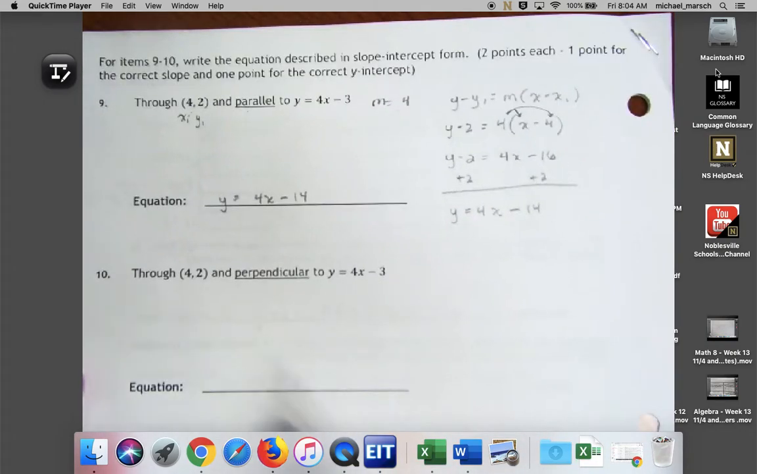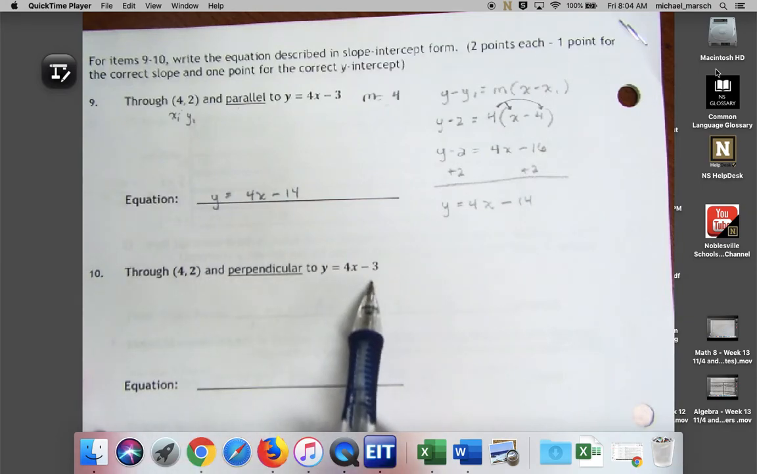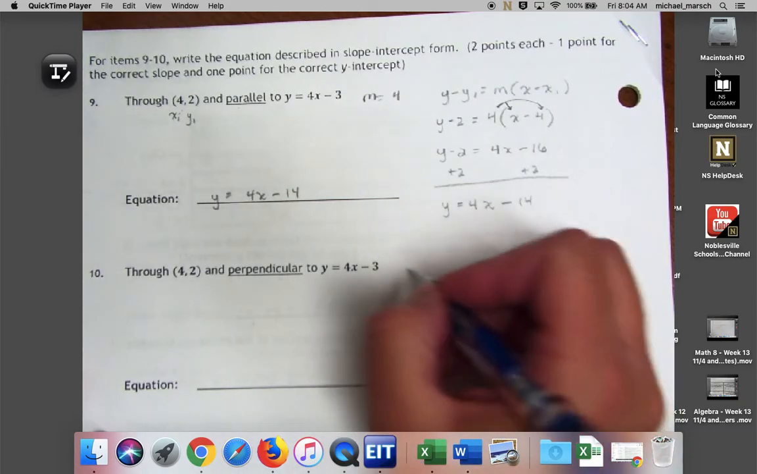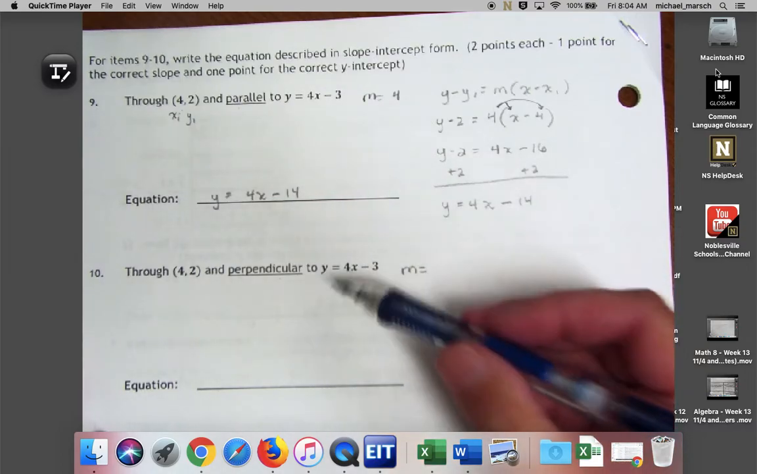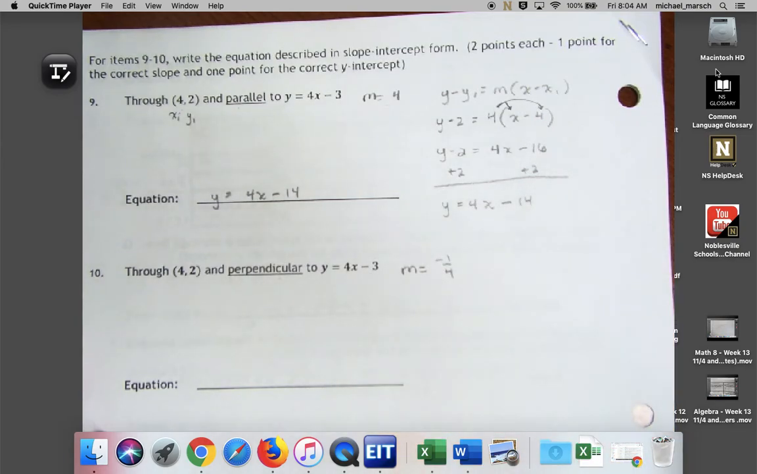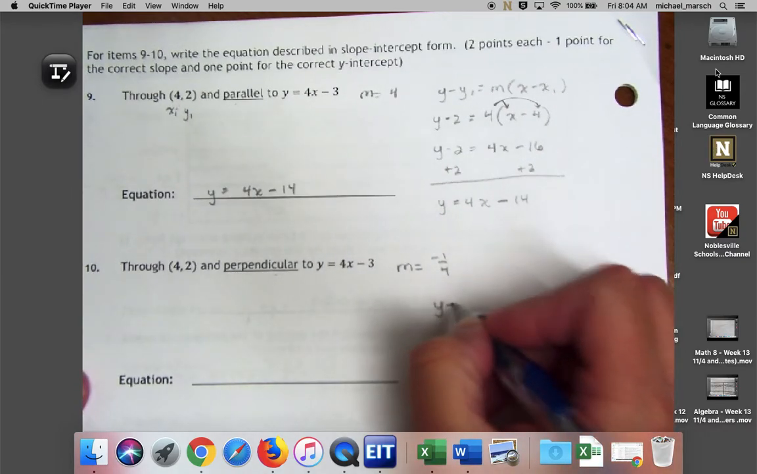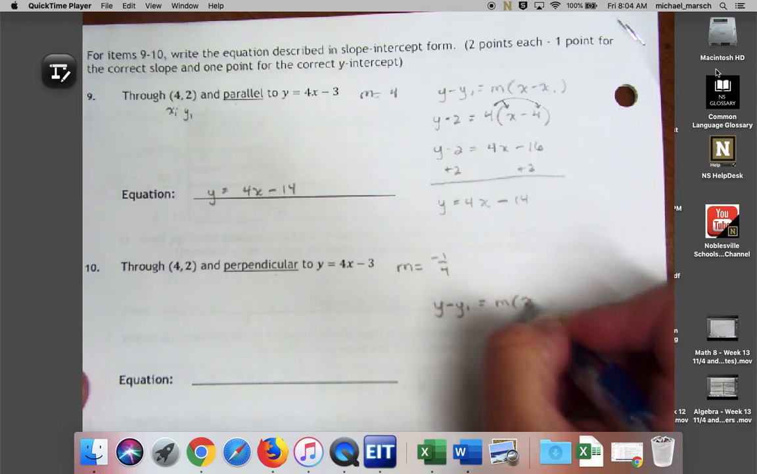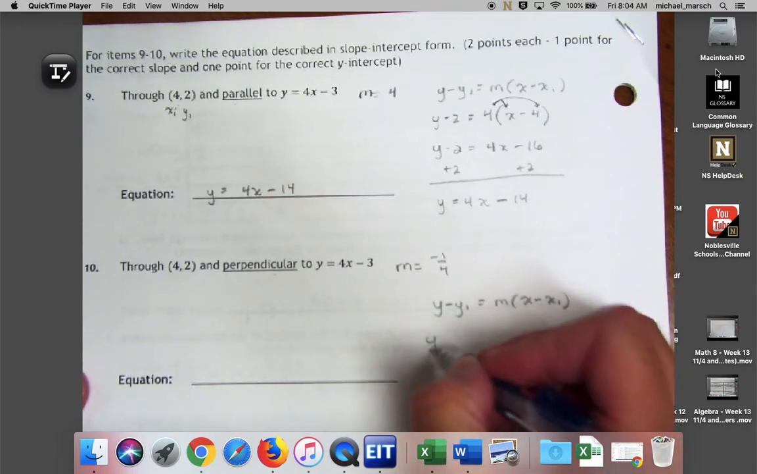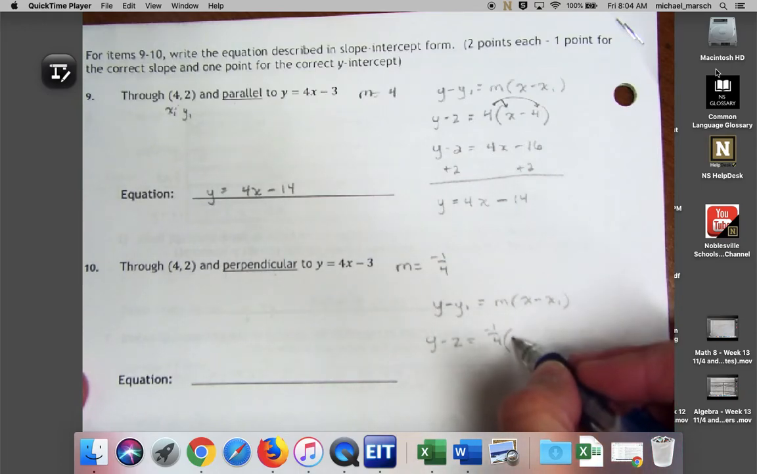Okay, for this one, I have the same point, I have the same line, but I want a perpendicular line to this. So remember, perpendicular means my slope has to be the opposite reciprocal. So the opposite reciprocal of 4 is negative 1/4, because it's opposite and it's the reciprocal. So let's go through this same process. y minus y1 equals m times the quantity x minus x1. y minus 2 equals negative 1/4, because that's my slope, times the quantity x minus 4.